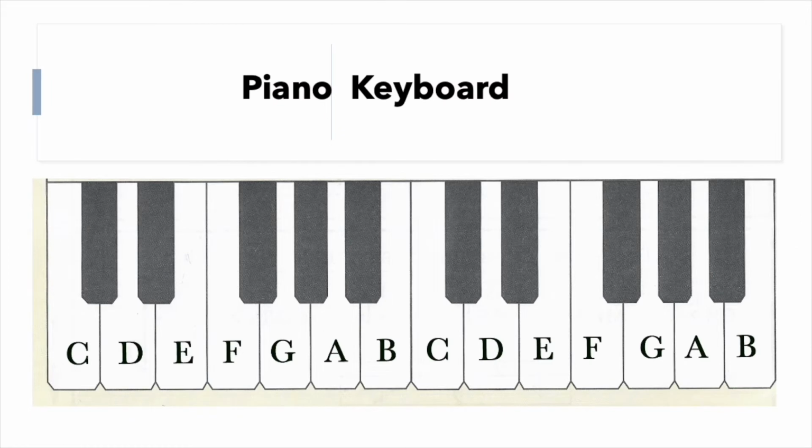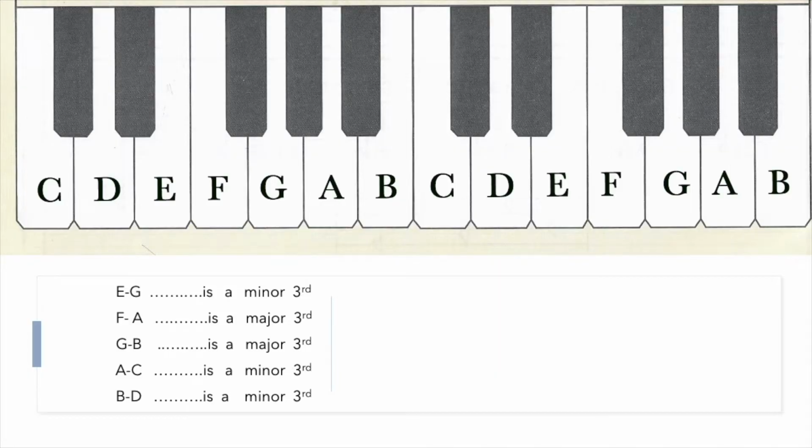Now, let's try to find out the rest of the thirds. Are they major or minor? Just stop the video and write it down, please. Now, let's review. Indeed, E G is a minor third. F A is a major. G B also major. A C a minor third. And B D also a minor third.